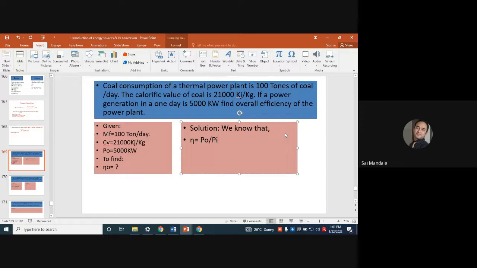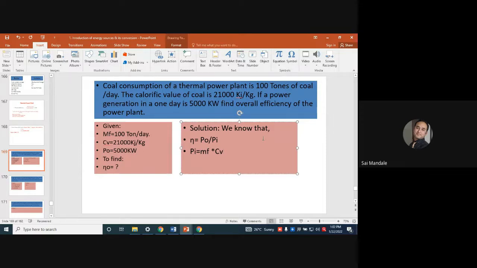So what is our agenda to calculate efficiency? We must know the P output and P input. P output is already given to us and P input is to be identified. How to find P input? The input power given to the thermal power plant is heat. The formula to calculate input power is MF, the mass of the fuel, into its calorific value.